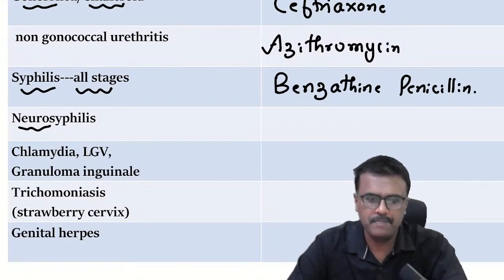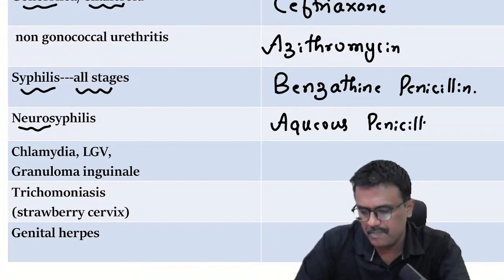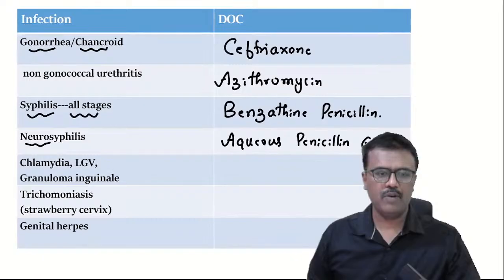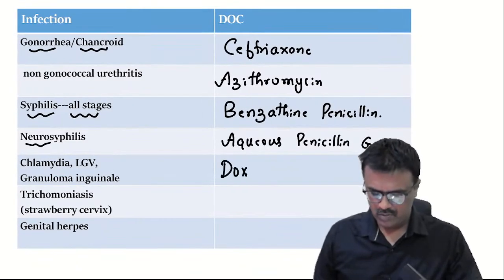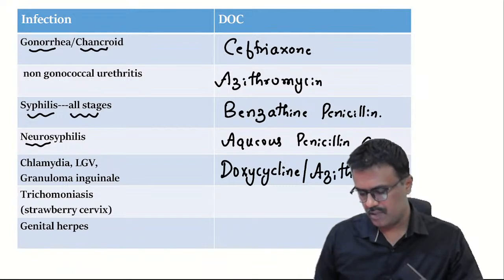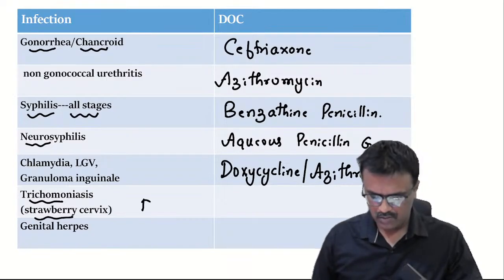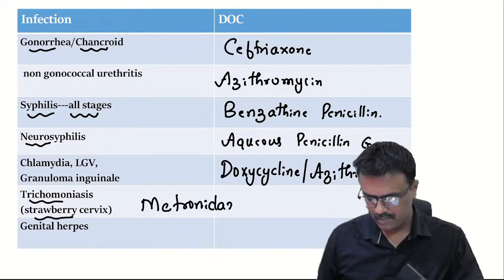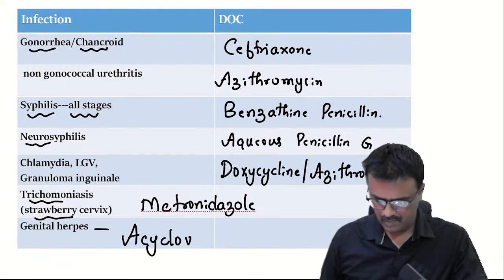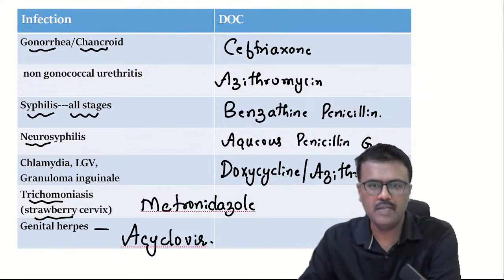Benzathine penicillin cannot enter the brain. So we use aqueous penicillin G. Chlamydia, lymphogranuloma venereum and granuloma inguinale, we use doxycycline. If that is not there, we can use azithromycin. Trichomoniasis, where you see strawberry cervix, for the drug of choice, you all know it is metronidazole. Herpes, that is also been tested in INICET. It is acyclovir. So STDs is a question from Pharma, it's a question from Dharma. So please never miss them.